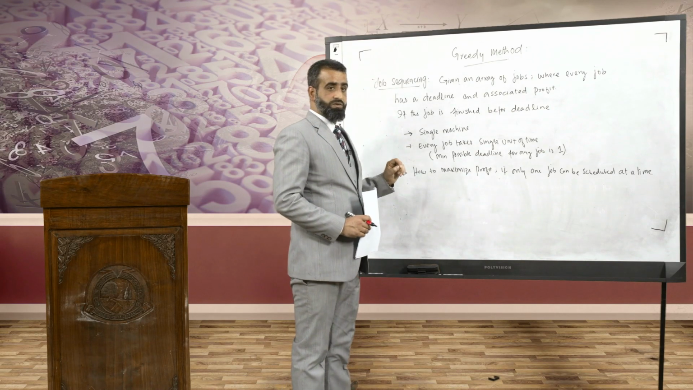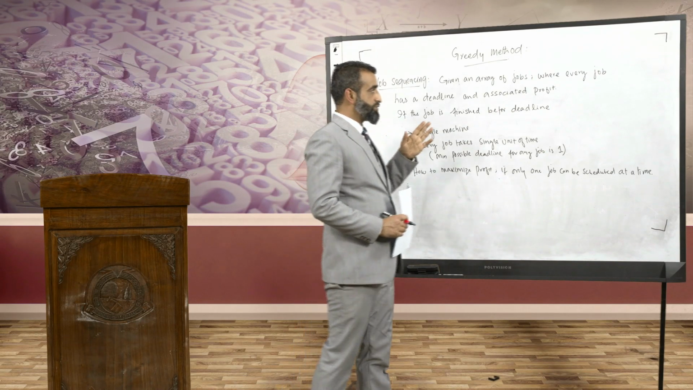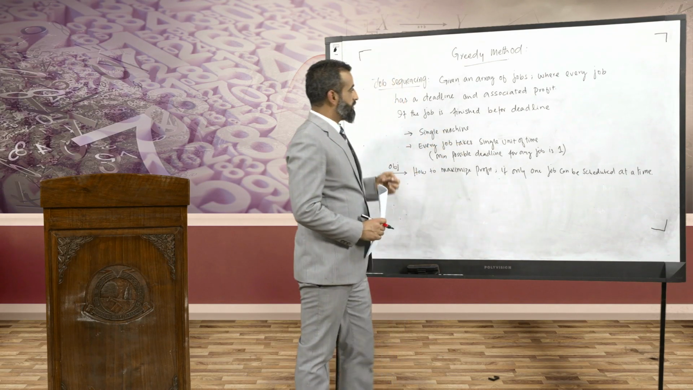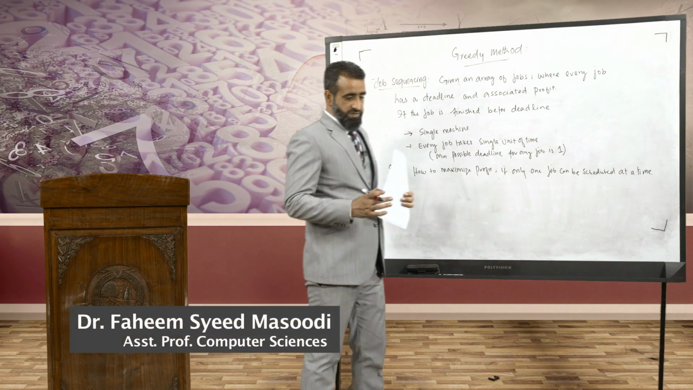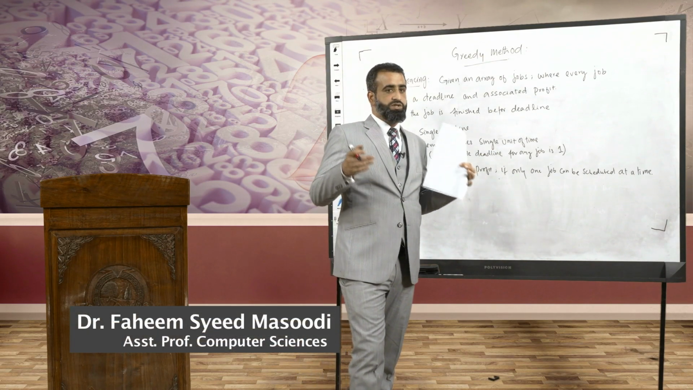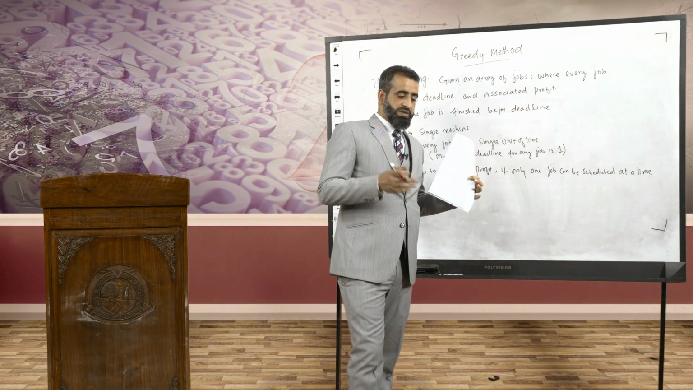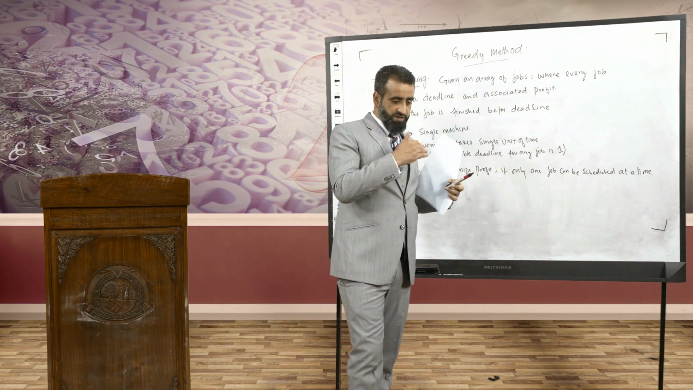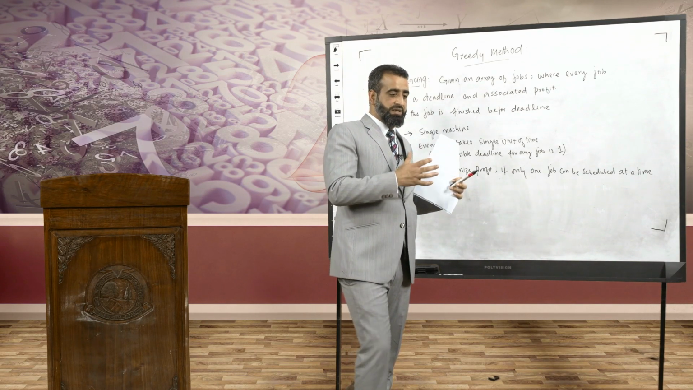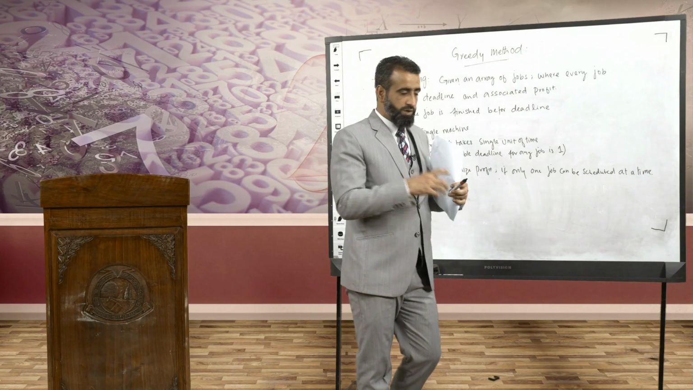The problem statement for the job sequencing problem is: given an array of jobs where every job has a deadline and an associated profit if the job is finished before the deadline. So essentially we are given a number of jobs and we have to execute them. With every job there's an associated deadline within which we have to finish the job, and if we successfully finish it within that deadline, there's a profit associated with that job.